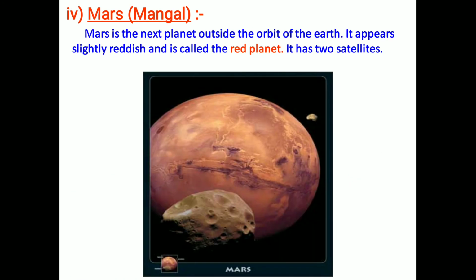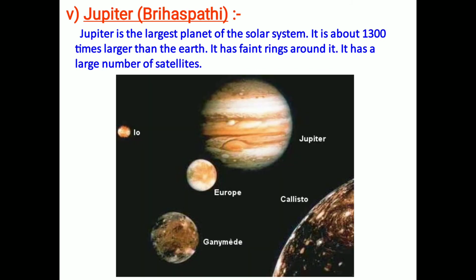The fourth planet is Mars, that is Mangal. Mars is the next planet outside the orbit of the Earth. It appears slightly reddish and is also called the red planet. It has two satellites. The fifth planet is Jupiter, Brihaspati.